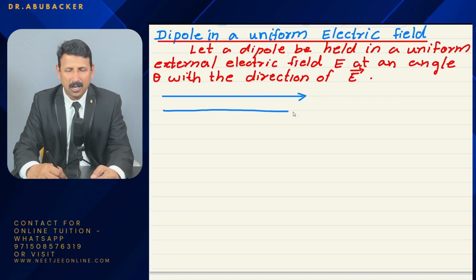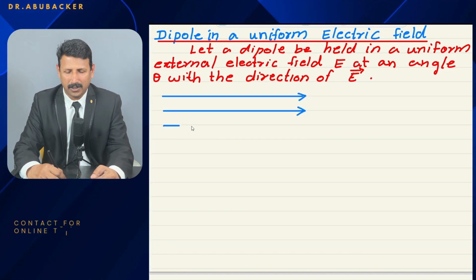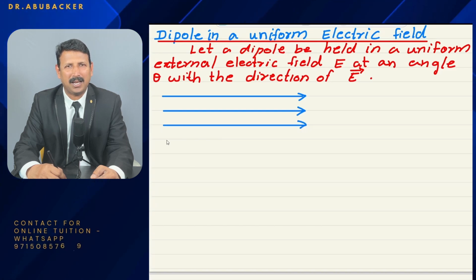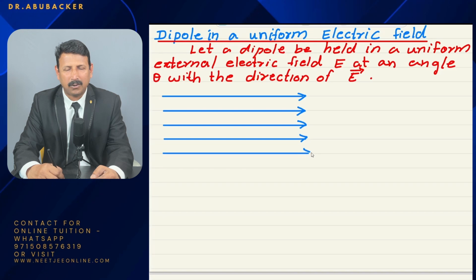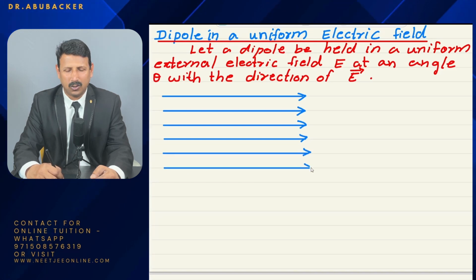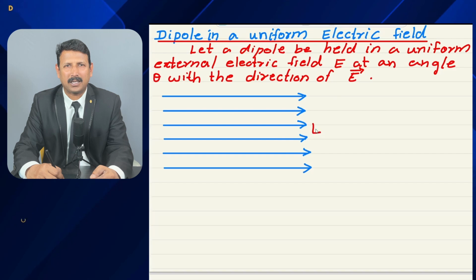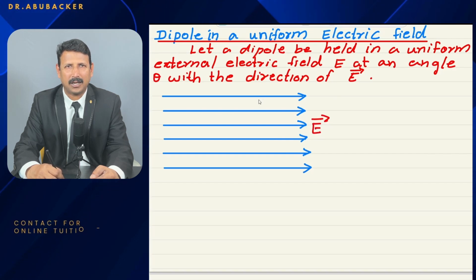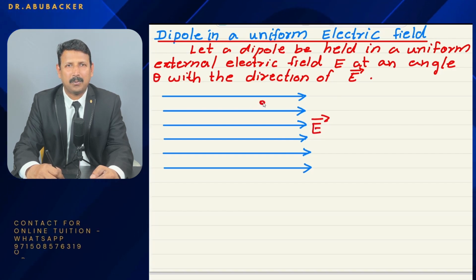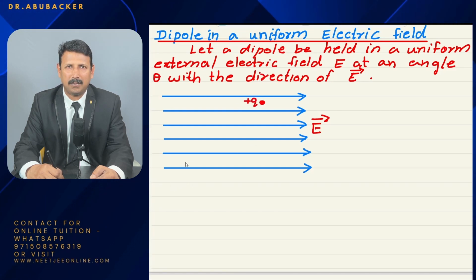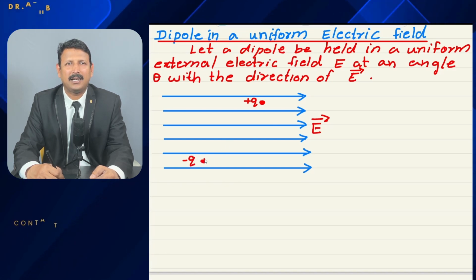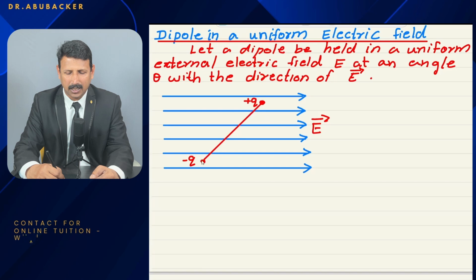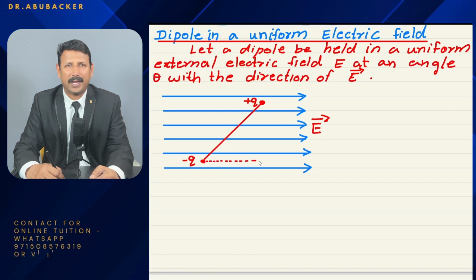So I am drawing the uniform electric field now. You know that a uniform electric field is parallel lines, so let me draw some parallel lines. These represent the uniform electric field, and you can also label it with capital letter E. Next, the topic is dipole, right? Dipole means two charges. One is a positive charge, so we keep plus q on one side and minus q on the other side. And you know that the distance between the charges is usually represented by 2a.